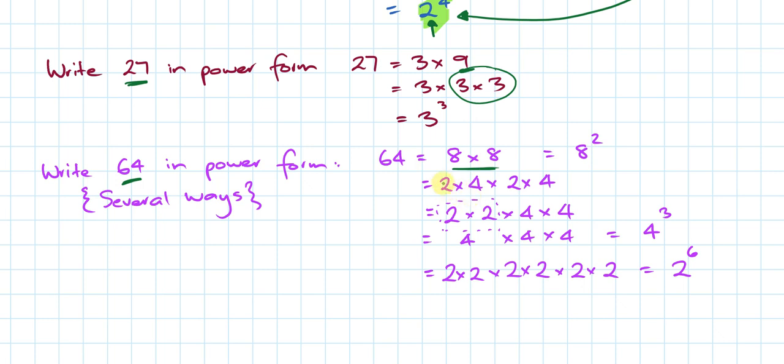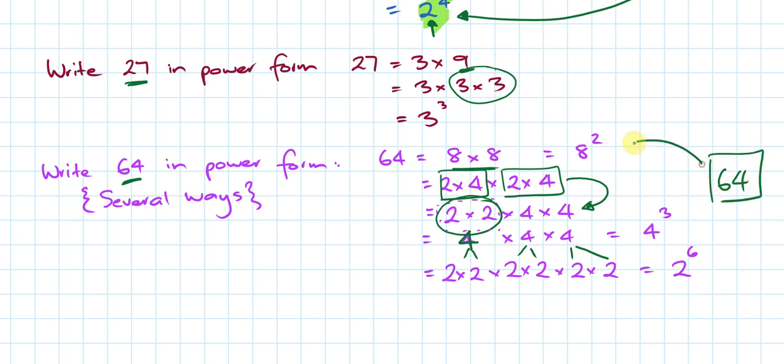So 8 times 8 is the same as 2 times 4 times 2 times 4. Going from that line to that line, all I've done is rearrange it slightly, put my 2's up the front, my 4's at the back. So I can now see that that is the same as 4 times 4 times 4, which is 4 to the power of 3. And then if I again break up these 4's into factors of 2, I end up with 2 to the power of 6. So 64, a pretty special number, can be written in 3 different power forms.